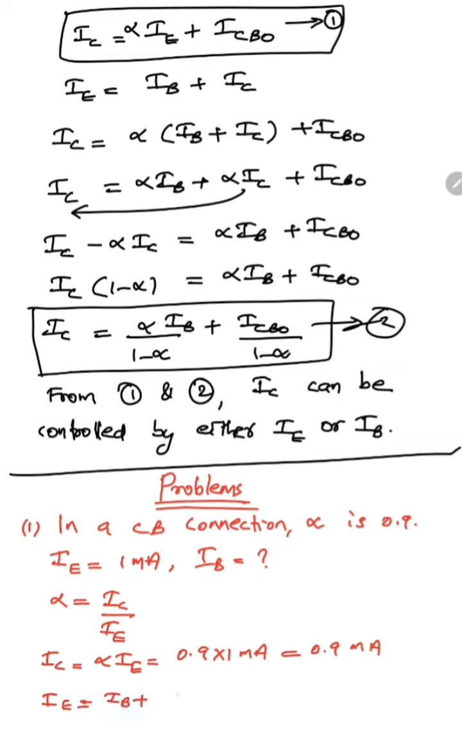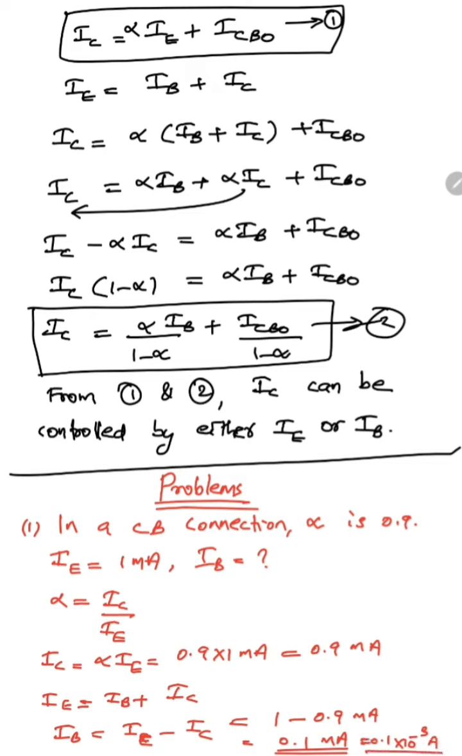Now, we know that IE is equal to IB plus IC. So IB is equal to IE minus IC. IE is 1 milliampere, so 1 minus 0.9 milliampere, that is 0.1 milliampere. If you need to convert this into ampere, this is 0.1 into 10 raised to minus 3 ampere. So, this is a simple problem. Now, let us discuss the second problem.